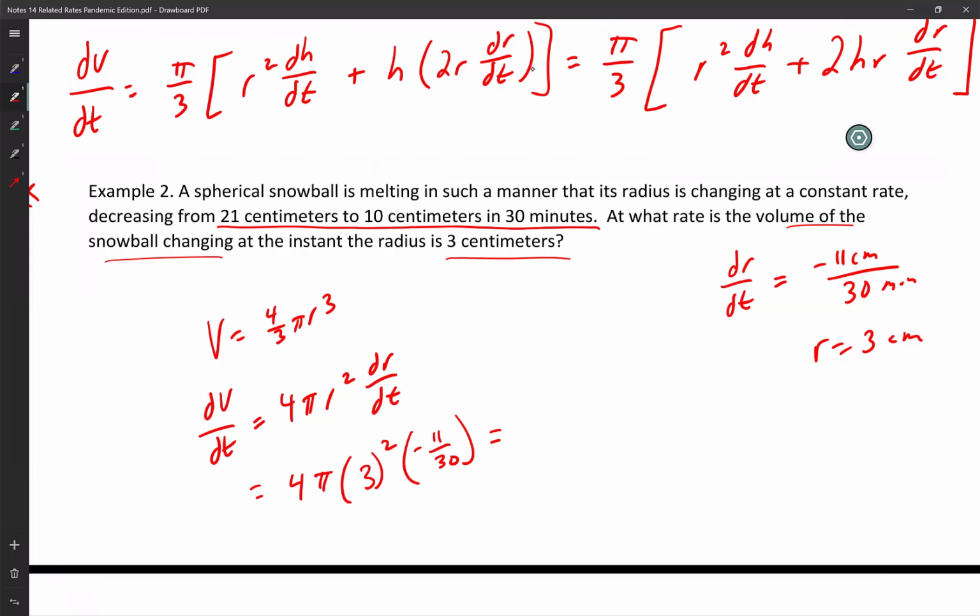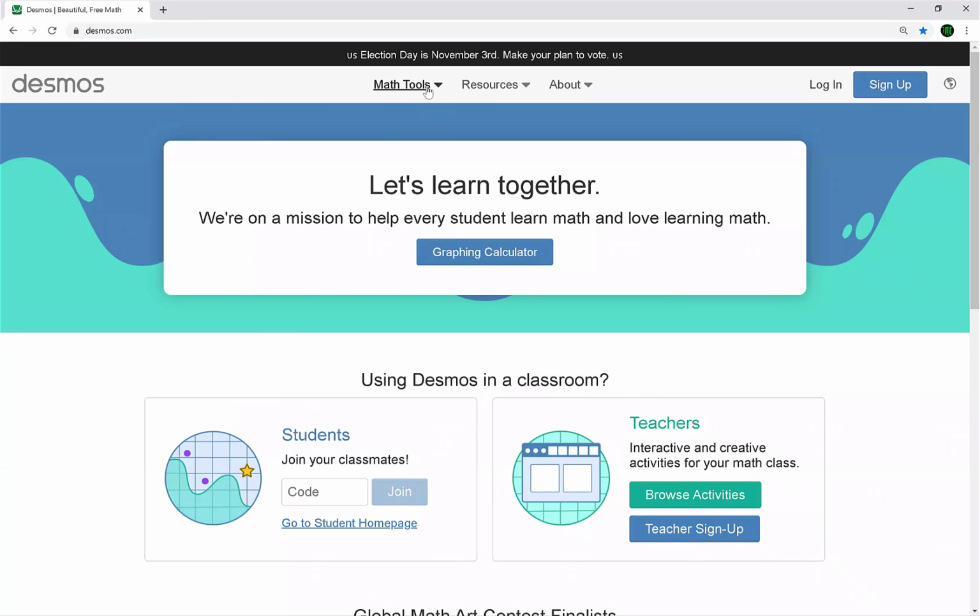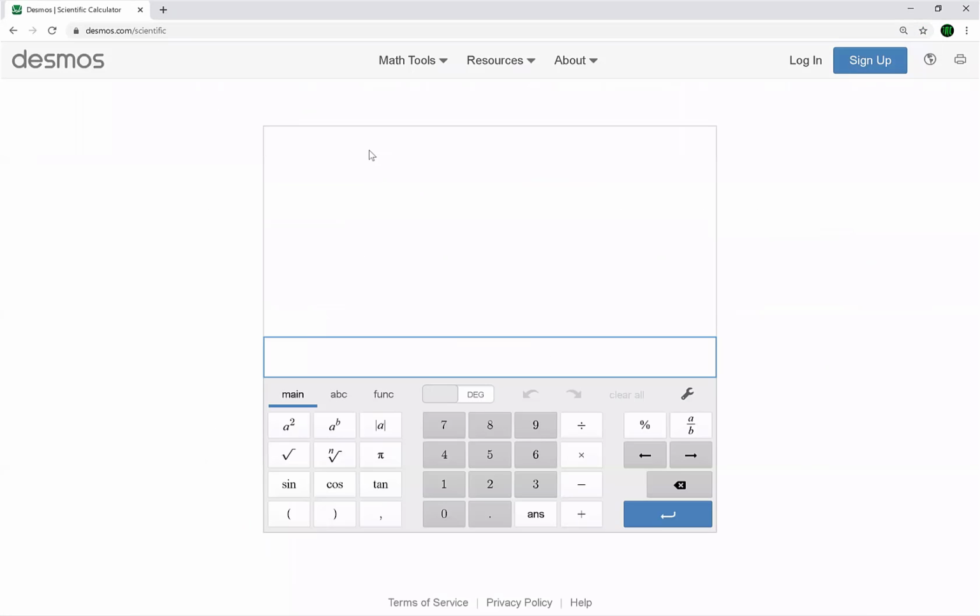I'm going to use Desmos. So here we go. Let's use Desmos because that's what we've been doing all year. Don't worry, I'm going to share it, guys. Share, Google, there we go. And then Desmos, it's on my favorites. Math Tools, Scientific Calculator.